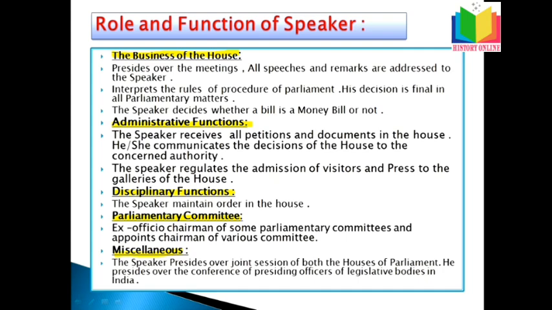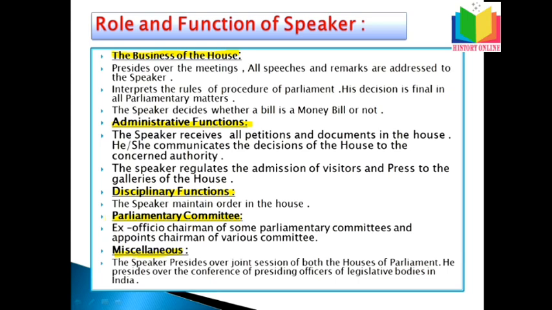The next one is disciplinary function. The speaker maintains the order in the house. When members become unruly, he may order them to withdraw. He may suspend a member if he or she disregards the authority of the chair. In case of great disorder, he or she can adjourn the house. So these are some disciplinary functions.